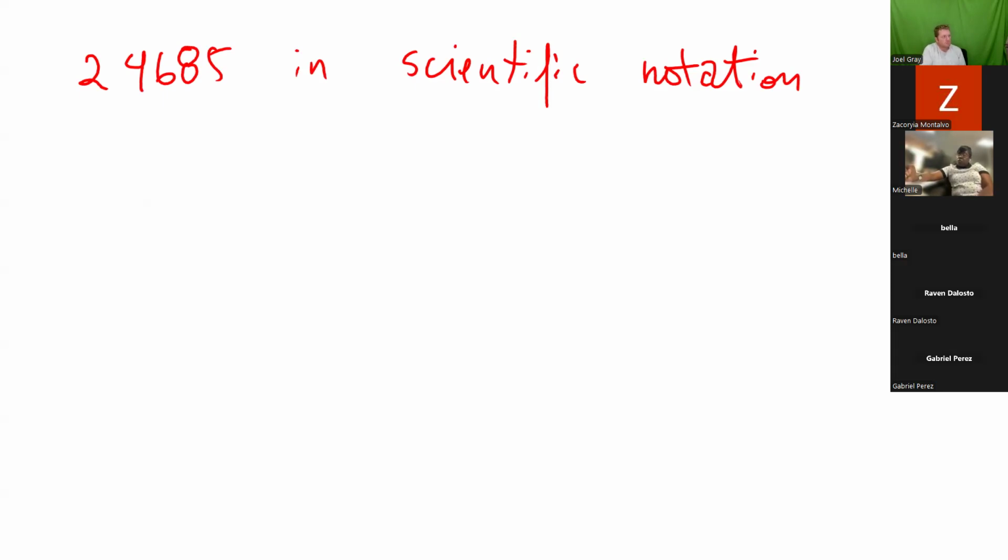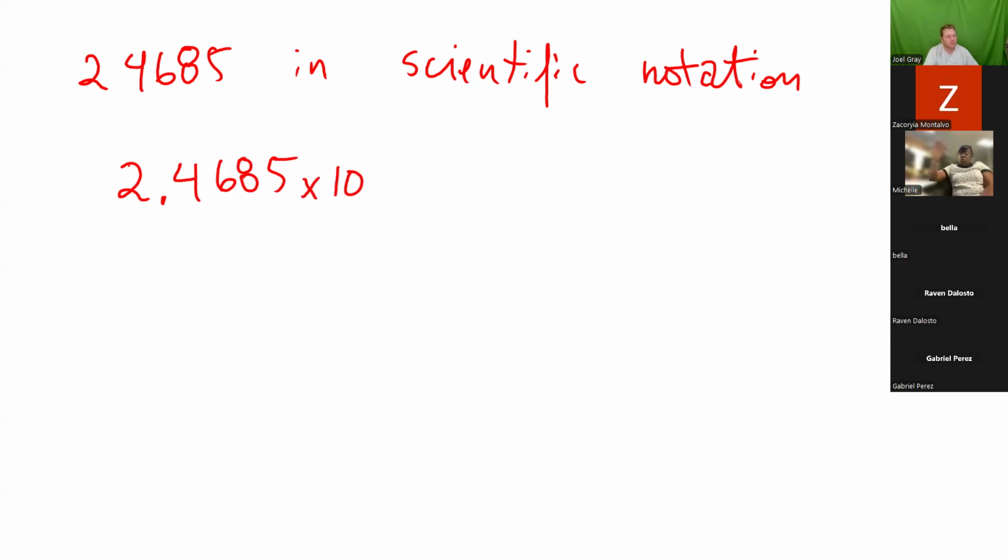Okay, so we read this number as 24,685. If we want to write this in scientific notation, what we've always got to do is put one digit and then the decimal place. So this would be 2.4685. Okay. Now, what we need to do after that is use an exponent, times 10 to the, okay.